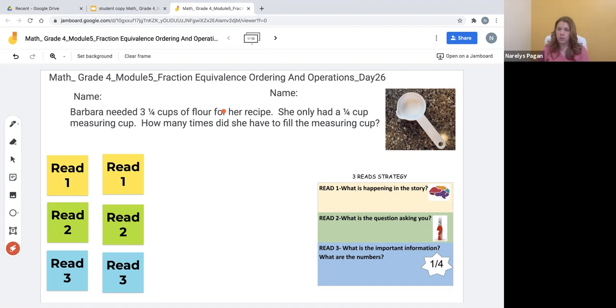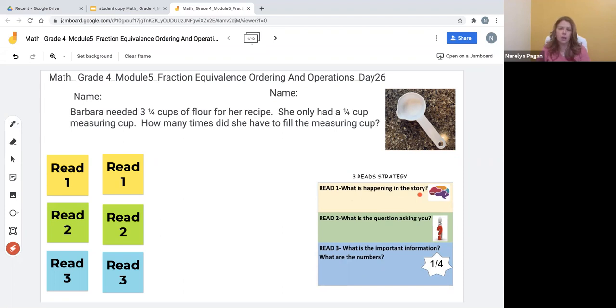And we are going to be using the 3 reads strategy. Let's take a moment just to look at the 3 reads strategy. Again, we're in Module 5 and we're in Lesson 26. And in our launch problem, we are going to read the story 3 times. So scholars, take a moment just to look at this 3 read strategy poster. We're going to read the story 1 time. And on our first time, we're going to think about what is happening in the story.